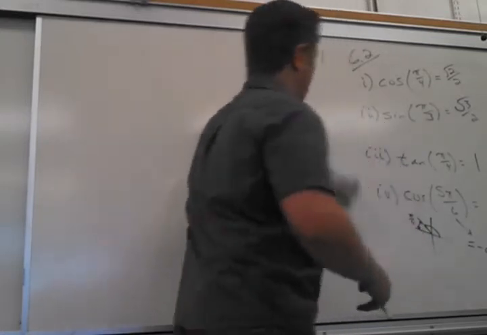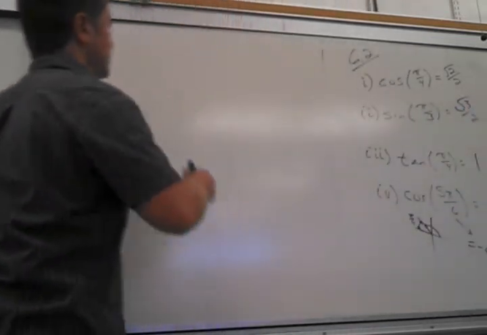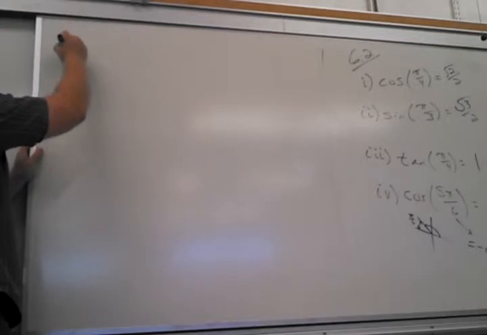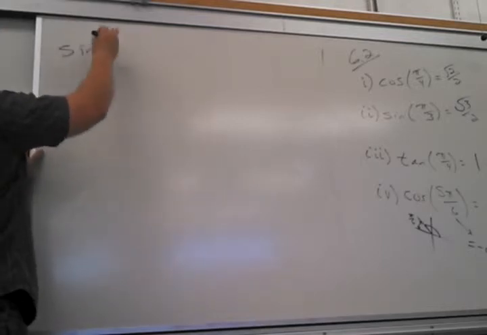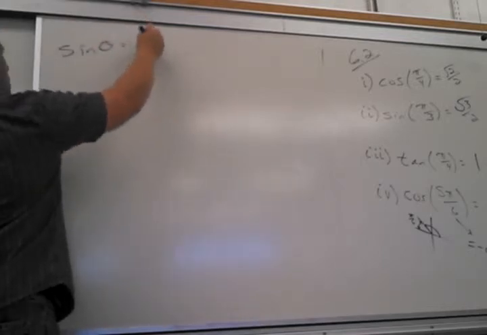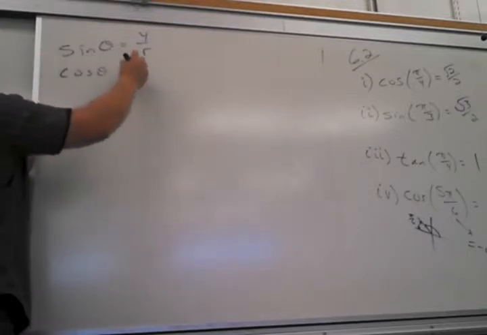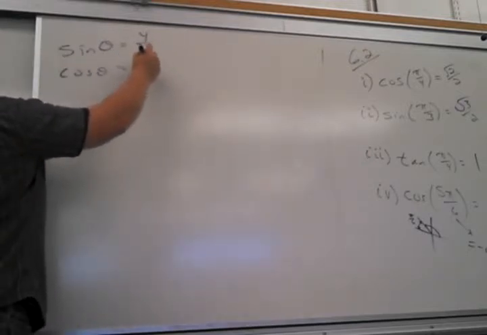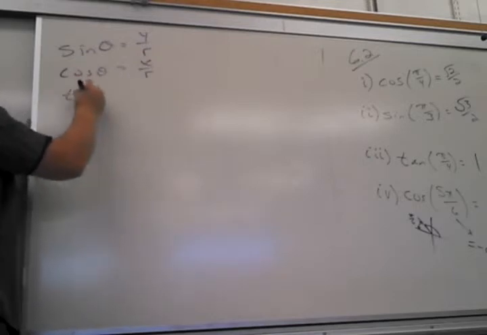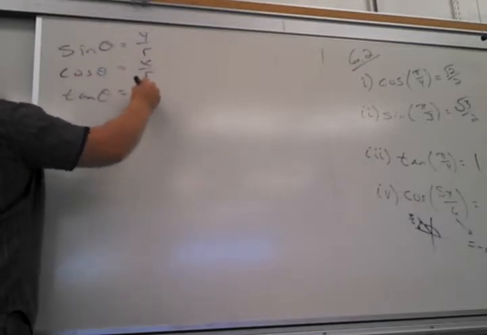All right, so let's complete this list of trig functions here. So we got sine of an angle is y over r. Sometimes you'll see it over h, right, over the hypotenuse, when we're looking at triangles. Cosine is x over r. Tangent, y over x.